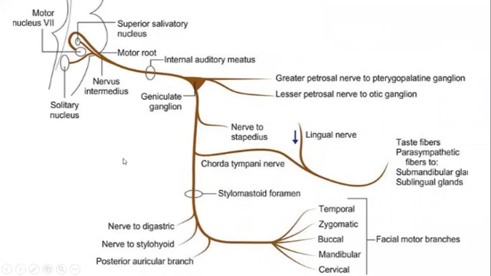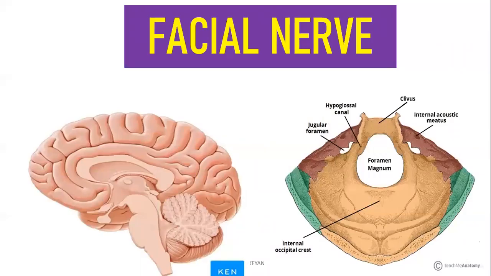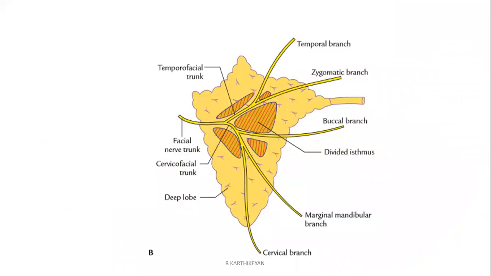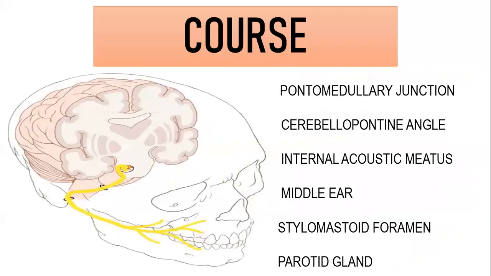In this picture you can just study the branches. Greater petrosal nerve, lesser petrosal nerve, nerve to stapedius, chorda tympani nerve, all these are branches. You can refer to your textbook. I hope you are clear with the course now. Just remember these pictures. First I put a brain, then a cranial cavity, then again one more cranial cavity, then the middle ear. These are the four landmarks that you must remember.